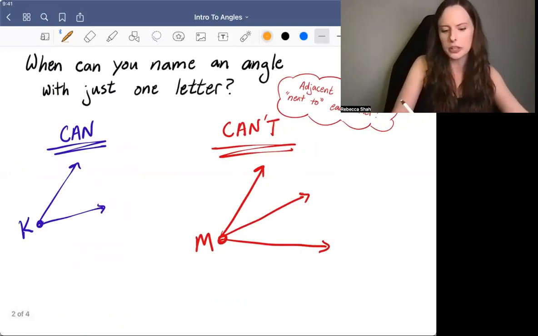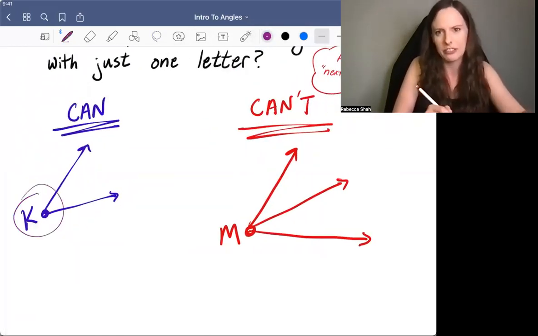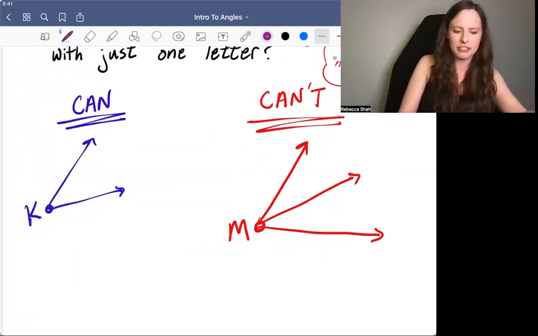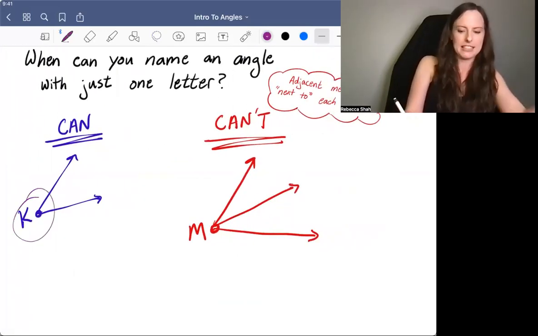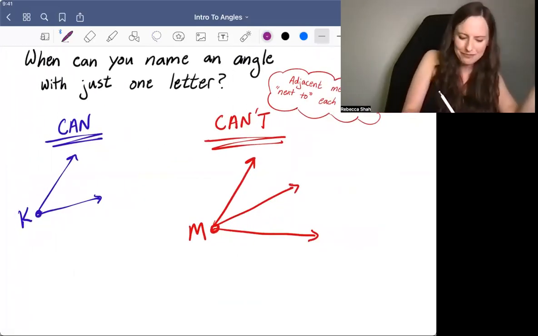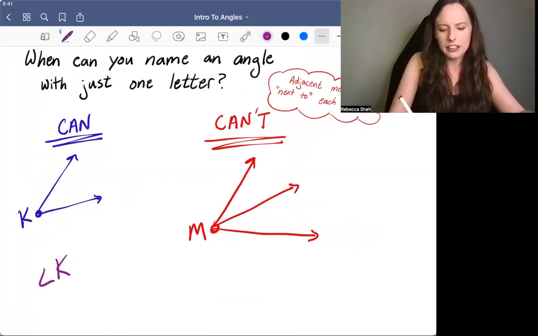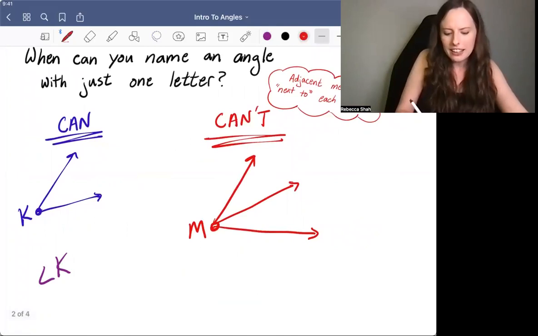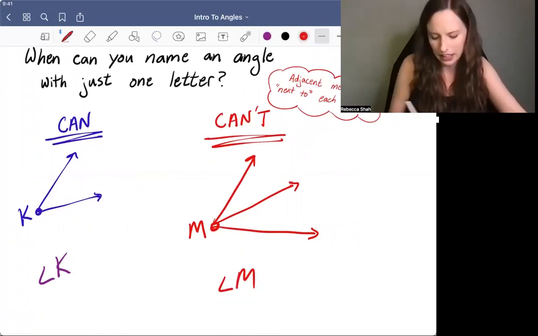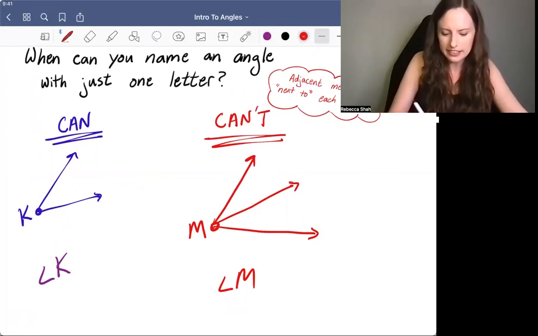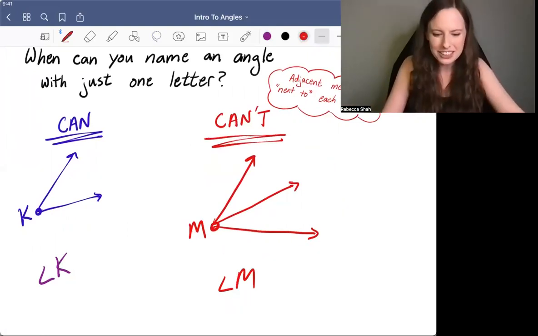All right, so when can you name an angle with just one letter? Well, you can do it if that's the only angle you see with that vertex. So in this case, we've got angle K here. That's the only angle with a vertex at K. So we can call it angle K and there's no confusion. On the other hand, over here, we've got angle M. Like if I were to say, hey, point to angle M, and that's all I told you, in this diagram, wouldn't you be a little confused?